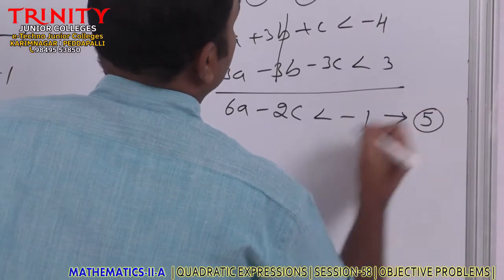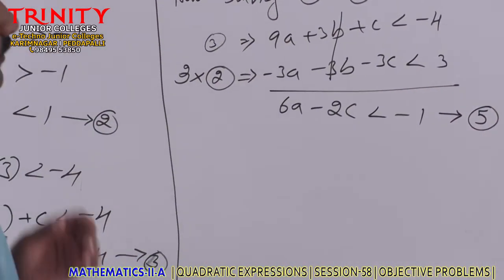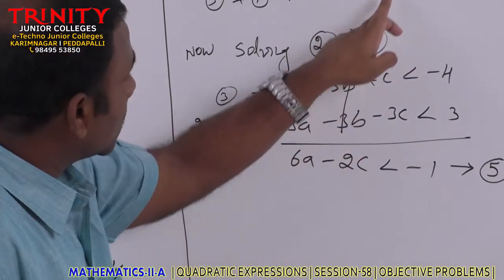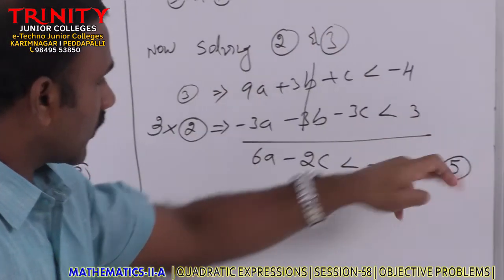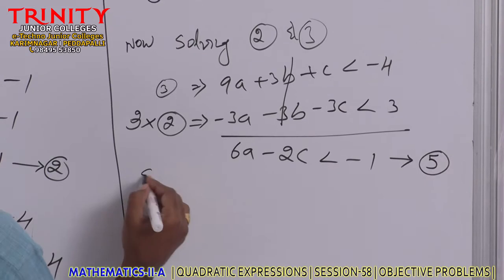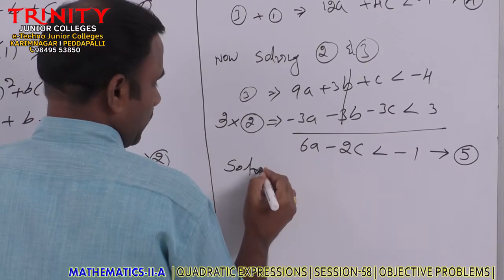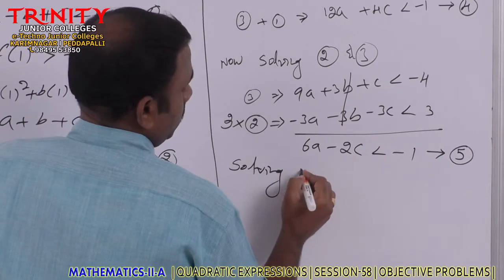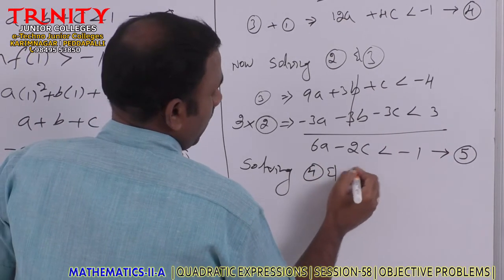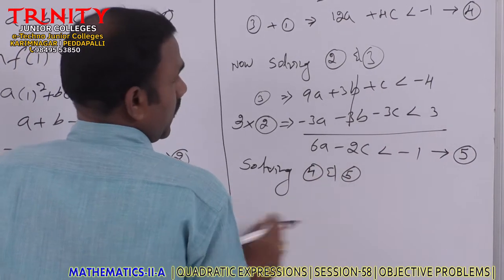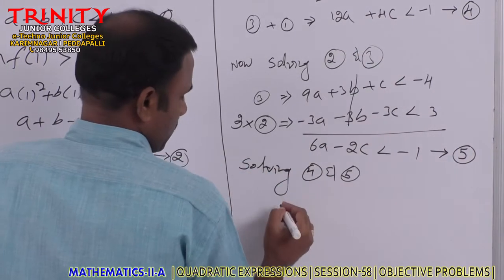Question number 5. Now we have to eliminate c from 4 and 5, so that we get the value of a. That is the reason. Solving 4 and 5, we keep the fourth one as it is.